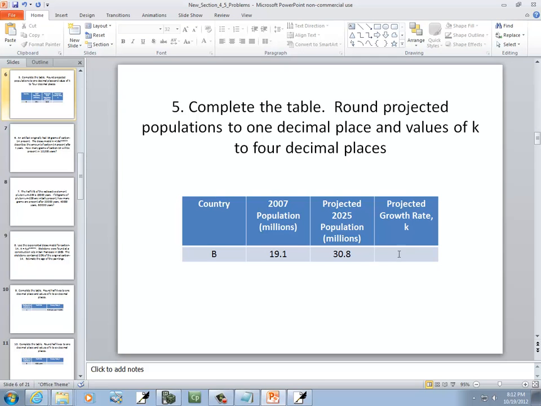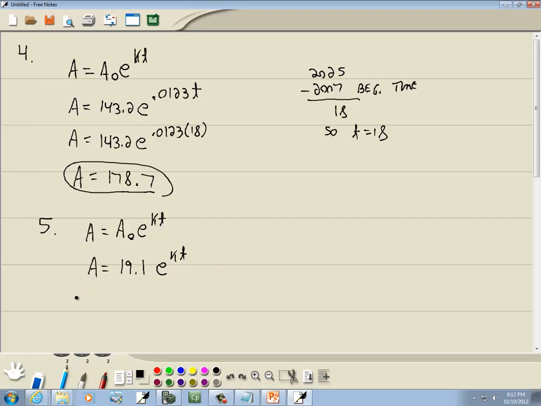E to the KT. Now we need to find out what K is, and they give us the ending population and they give us the beginning population. So the ending population, 2025, is 30.8. So we put 30.8 in for A. That's still our beginning. E, K is what we're trying to find. T. Well, if we're talking about 2025 minus 2007, again, T is 18 still. So this will be 18 times K.